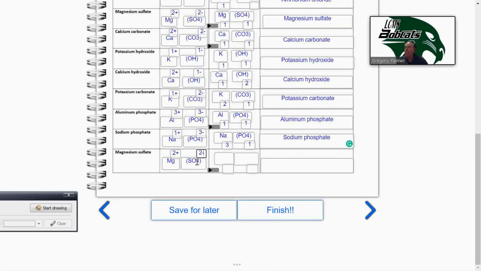Okay, so I'm going to come over here, and I'm going to have Mg and SO4, and then the 2's are going to come across, but remember it takes one positive 2 to cancel one negative 2, and the name of the substance is going to be magnesium sulfate. And that's all there is to naming polyatomic ions and compounds.